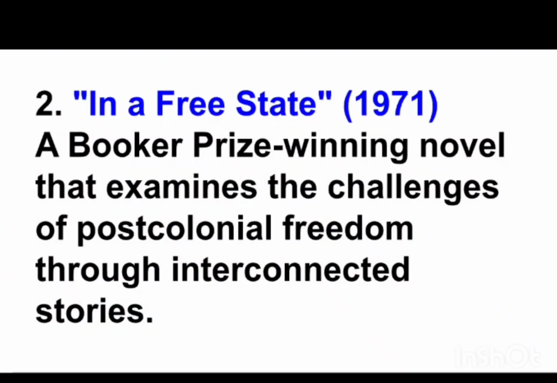Next important work is In a Free State, which is a Booker Prize winning novel written by V.S. Naipaul. In a Free State is V.S. Naipaul's Booker Prize winning novel in 1971. It consists of framing narratives. That is, three interconnected stories are there.